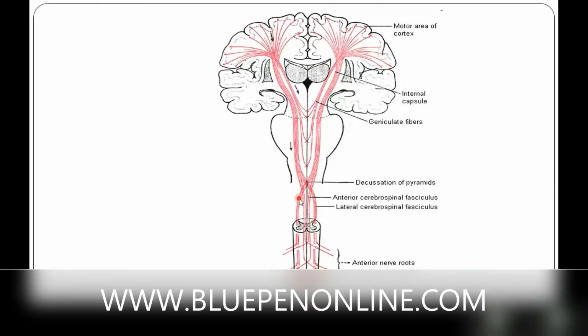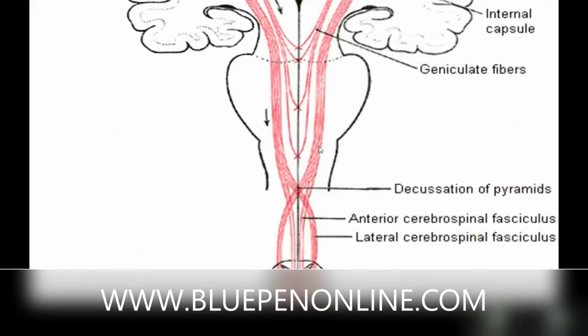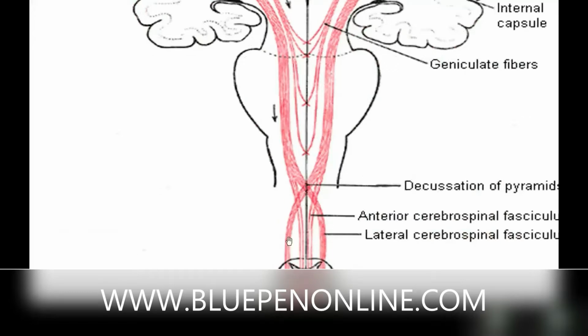So when they cross over, they form a small chiasmatic area, or a crossing area, which is called decussation of pyramids. This part is called decussation of pyramids. Here. Okay. So the nerves, upon coming to the medulla portion, 80% of the nerves will cross to the opposite side and 20% will remain uncrossed and they will pass through the same side.